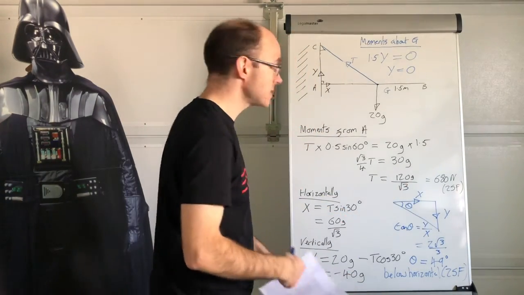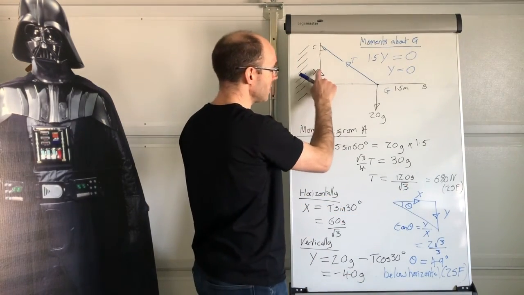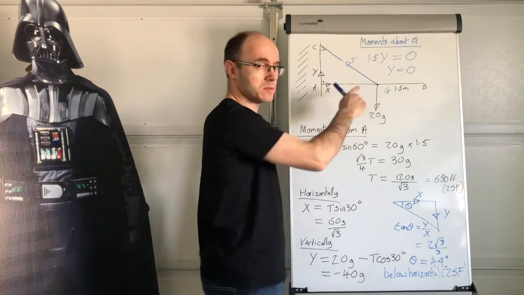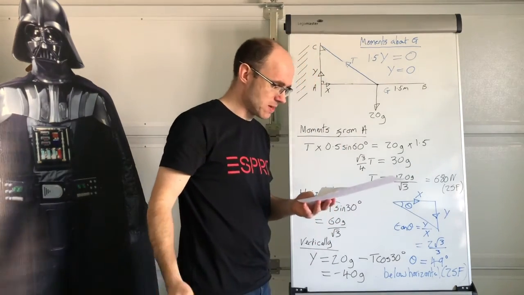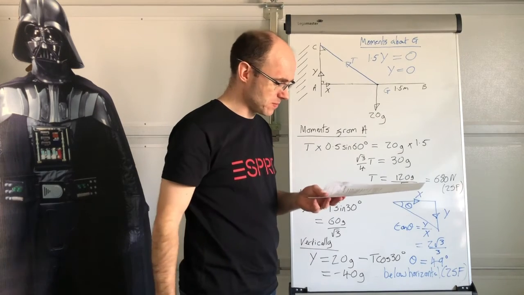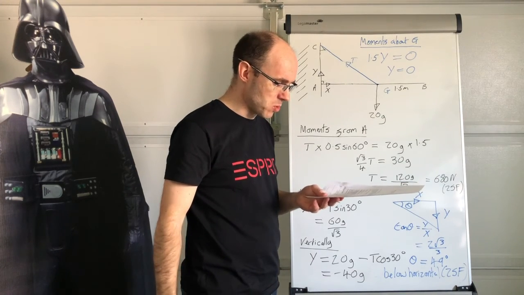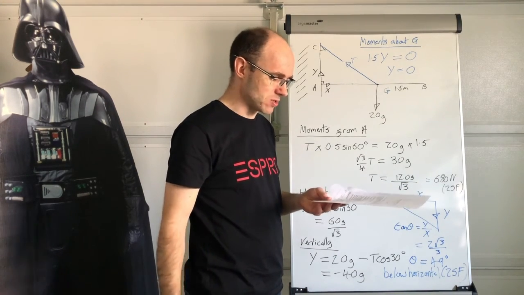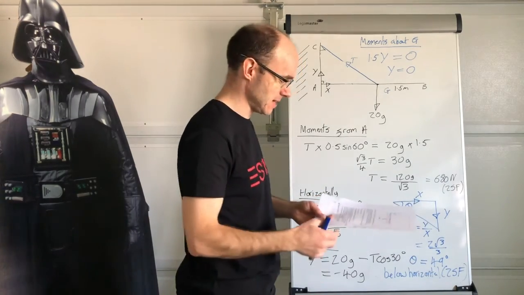What does that mean if Y is 0? It means that that's no longer there. You've only got the horizontal component. And that answers the question. You put, therefore, the force exerted by the wall on the beam at A now acts horizontally. That is it.